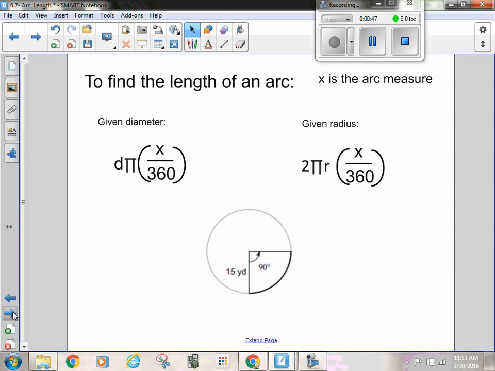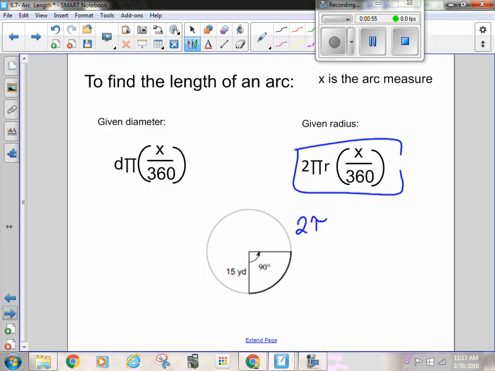So let's look here. I'm given 15 yards, so that's my radius. So I'm going to use this formula. My R is 15. X, that's my 90, over 360. 90 is your angle, over 360 is my total circle. So what we're finding is what fraction or what percentage of the circle is my angle.